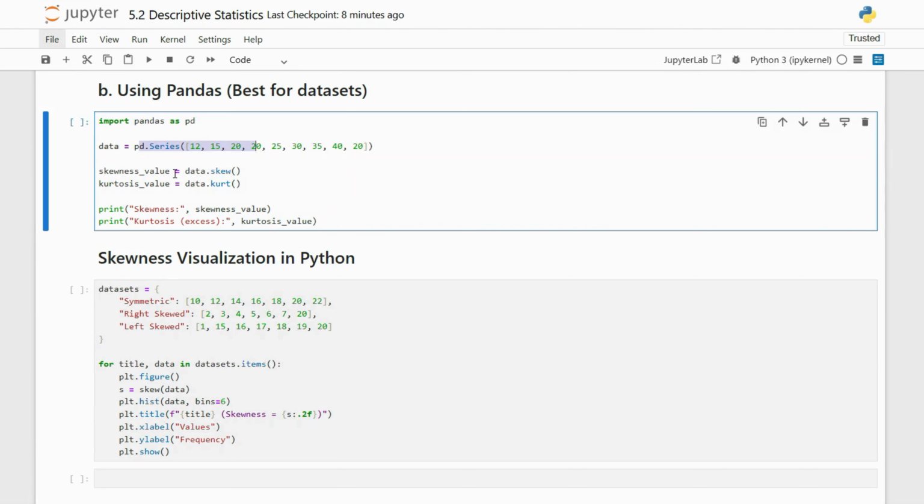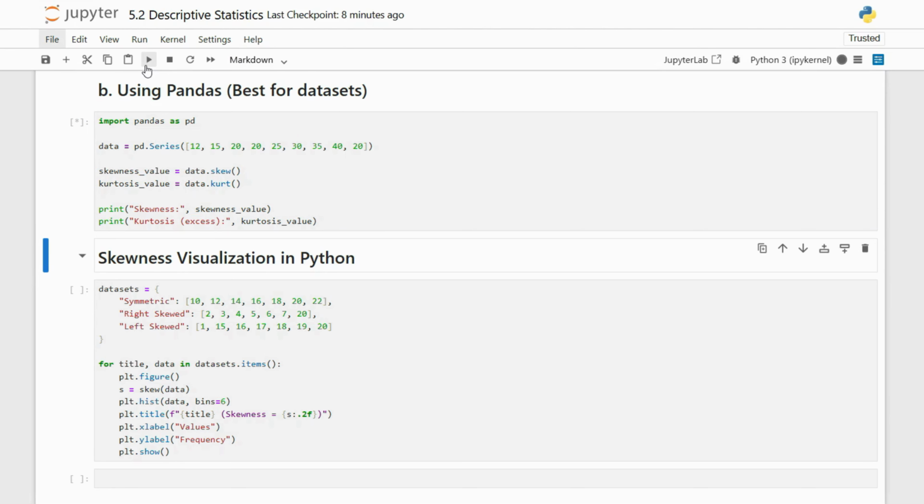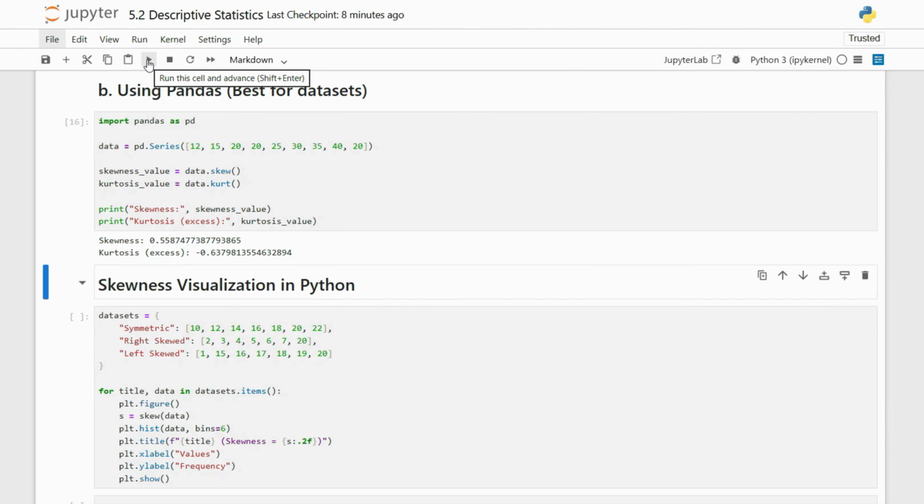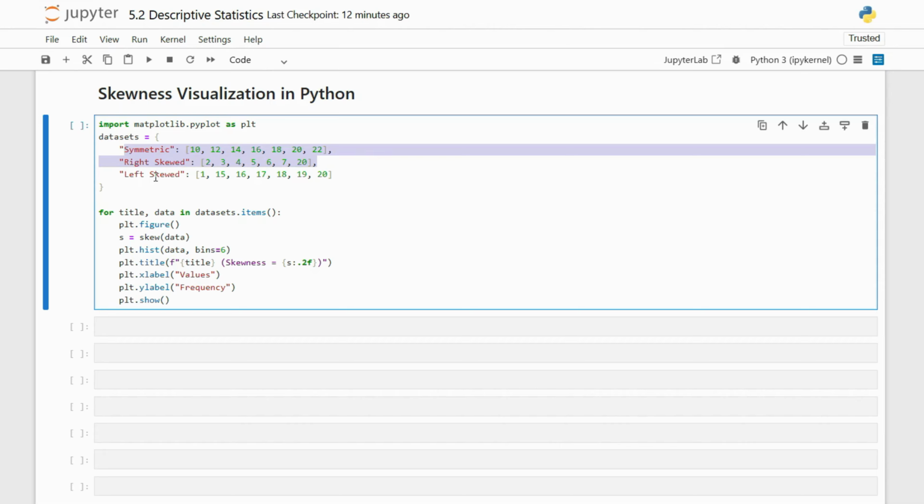Second, using pandas, which is ideal when working with datasets. We convert the data into a pandas series and use the built-in skew and kurt methods to compute the same statistics easily. Finally, the script visualizes skewness using a histogram.